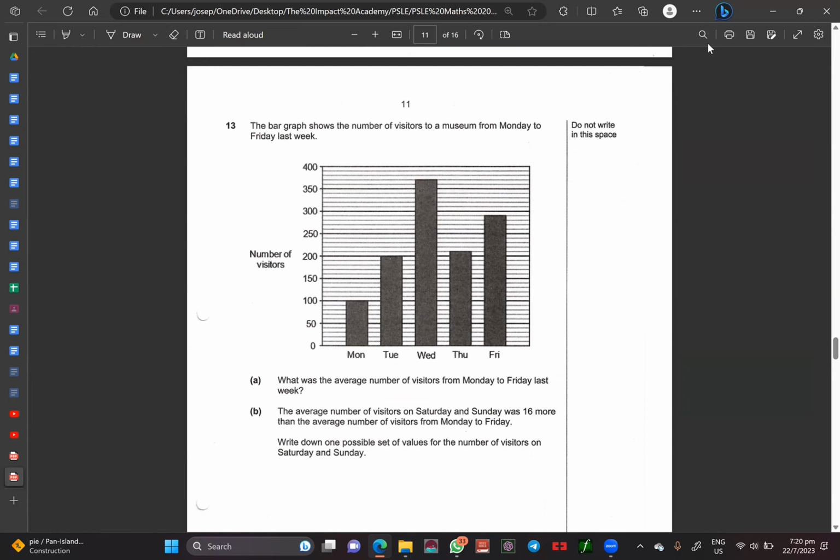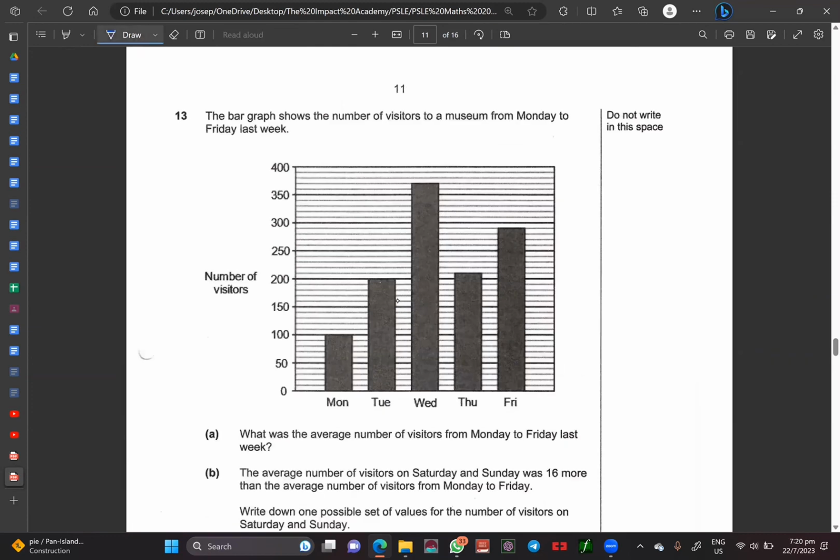Today we are looking at a question like this. Now, whenever it is a bar graph question, what you want to do is write in the values. So this is 100, this is 200. So how do I know how much is that? Now, that is definitely, let's count.